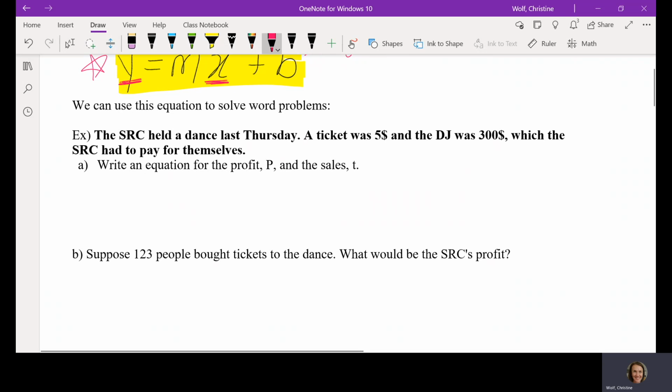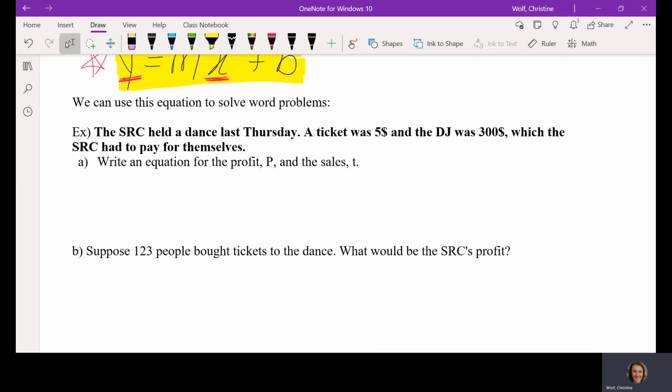Okay, so for example, the SRC held a dance last Thursday. No, they didn't, because we don't have dances anymore because of COVID, but I made this a couple of years ago. But imagine we still had dances. A ticket was $5, okay? So the SRC charged $5 if a kid wanted to buy a ticket. But the DJ was $300, which the SRC had to pay for themselves.